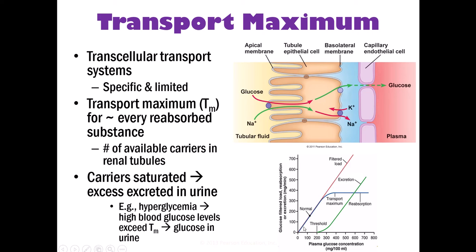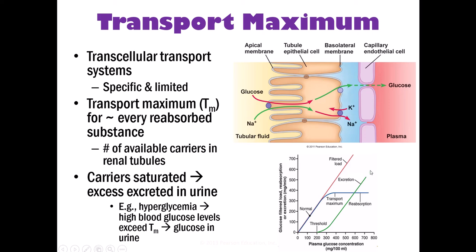Well, there are only X number of carrier proteins available to reabsorb the glucose, and so your body will reabsorb glucose until all of the transport proteins are in use. That is then our transport maximum. And at that point, the reabsorption of the glucose will stop and glucose will be excreted in our urine.